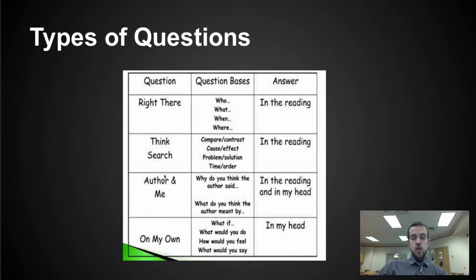So, here we are. Whenever you're given a question, you have to ask yourself, what type of question is this? Is this a question that I can look in the reading and answer? Is this a question that I can look around in the reading and come up with some ideas and put it together and answer? Is this about what the author might think, or what I might think, or what I might think about what the author might think? Or is this completely on me?